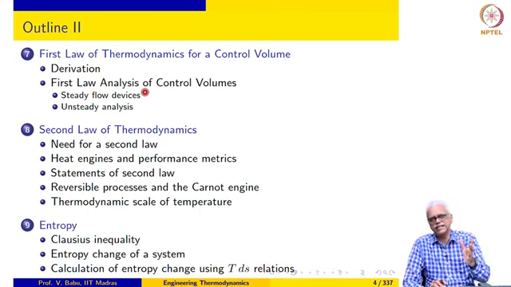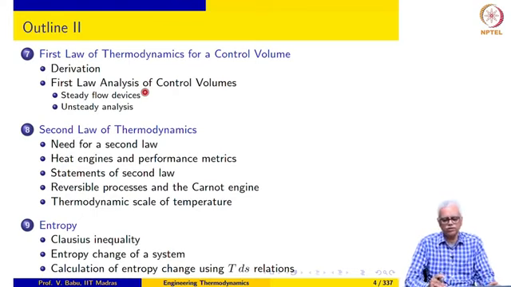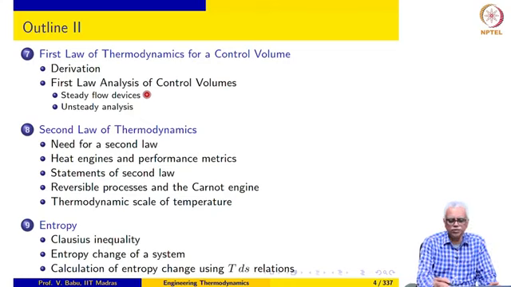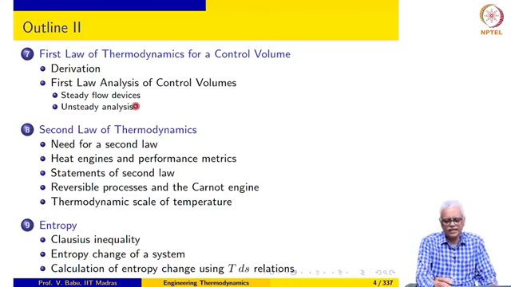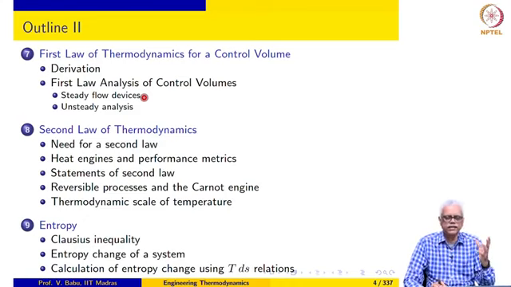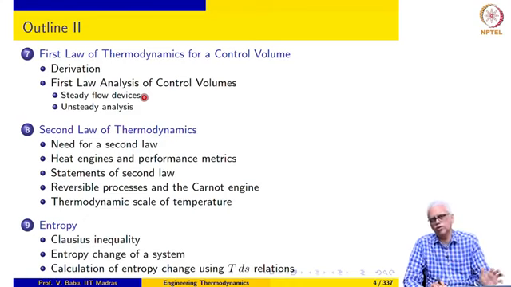Because it operates at a steady state, say 1 kg per second of air comes in, 1 kg per second of air goes out, the device is warmed up, its temperature is no longer changing, it is operating at a constant temperature. So, such a device is called a steady flow device, and we will use a control volume for analyzing this device. Now, unsteady analysis is required when there is no steady inflow and outflow of mass.